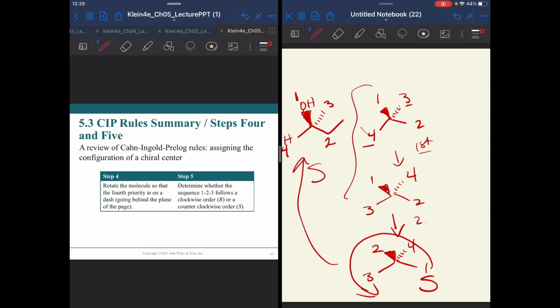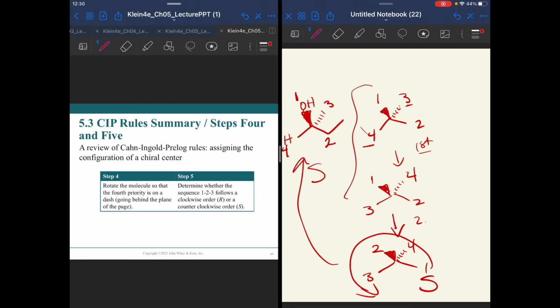So either you're going to have the fourth priority in the back, you're going to flip the rule if it's in the front, or you're going to do a double replacement if it is in the plane. And once you have the priority set, you know how you're going to handle the fourth priority, then you're going to choose R or S based on your rule.